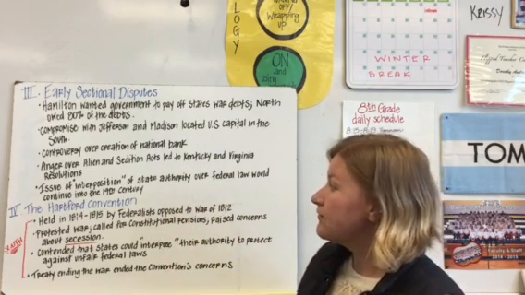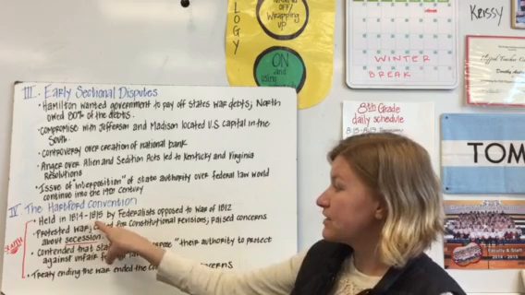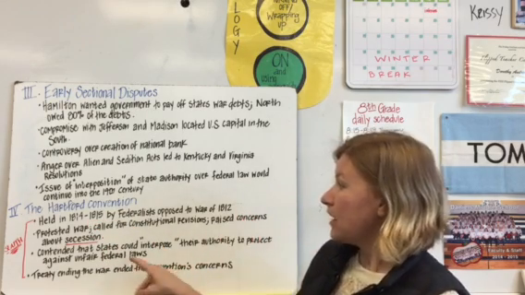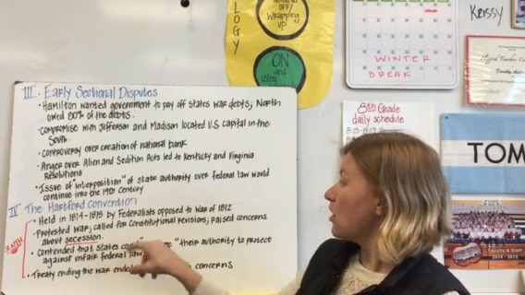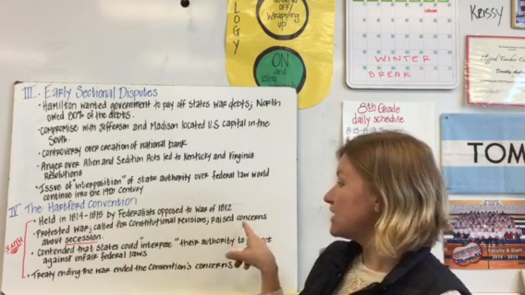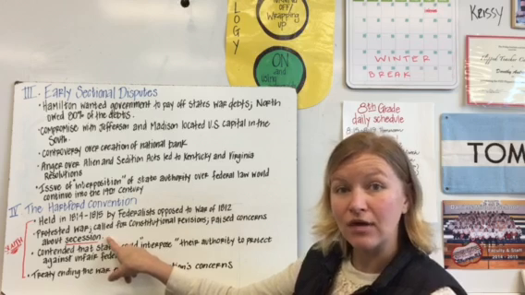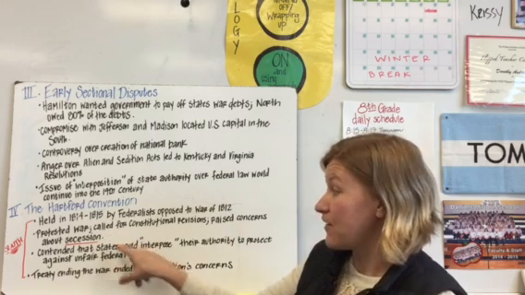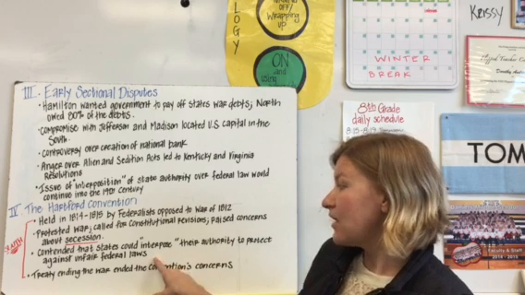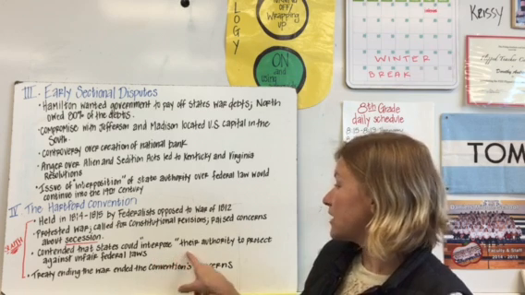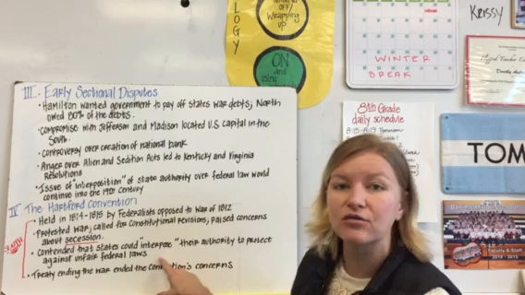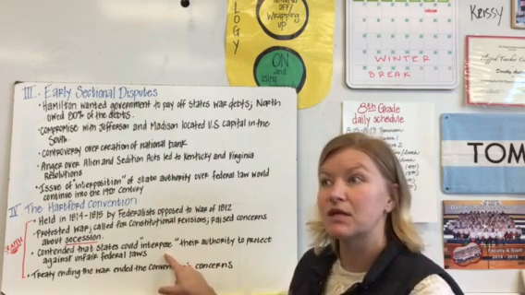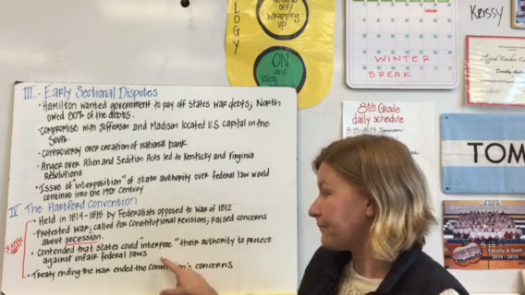We have the Hartford Convention held in 1814 by Federalists who opposed the War of 1812. They protested the war, called for constitutional revisions, and raised concerns about secession. Okay, so should the southern states have the right to be able to remove themselves from the federal government? They contended that states could interpose their authority to protect against unfair federal laws, and that's what this was saying up here, that the states could see themselves as being more powerful than the actual federal government.